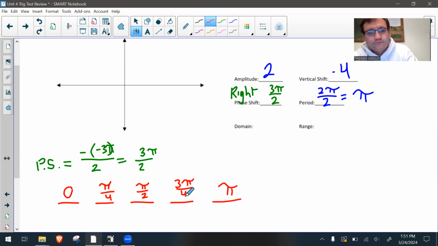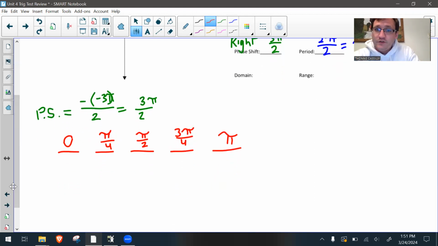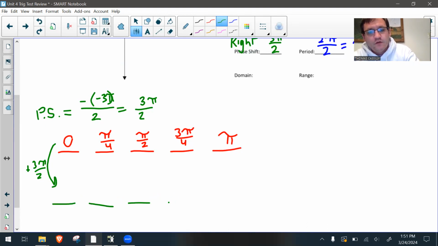All right. But since we do have that phase shift, what we're going to do is we need to add 3 pi over 2 to every single one of these values. And that's going to give us our new ordered pairs here, or the new coordinates. All right. So the first one: we have pi over 4 plus 3 pi over 2. That's 6 pi over 4. That's 7 pi over 4.